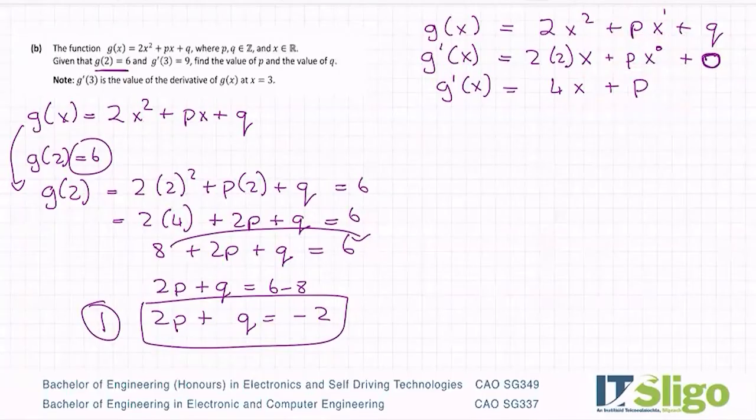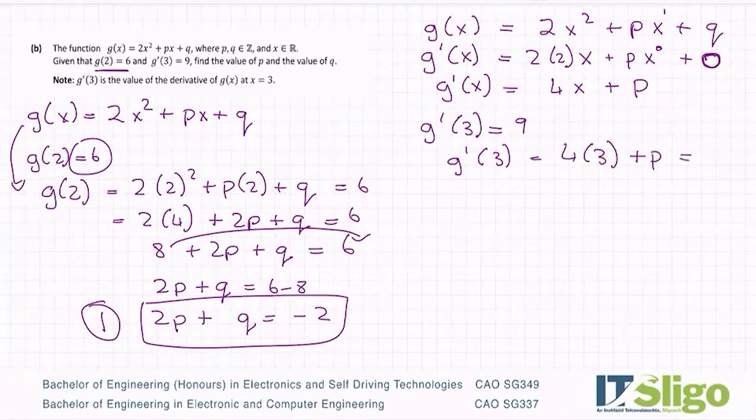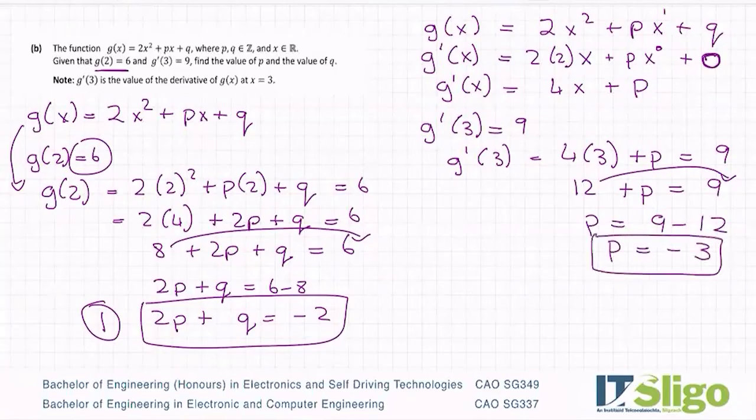Then they told us that g dash of 3 was equal to 9. So let's sub that in. x is being replaced by 3. So I have 4 times 3 plus p, and it's equal to 9. 12 plus p is equal to 9. Bring over the 12. p is equal to 9 minus 12. p is equal to minus 3.